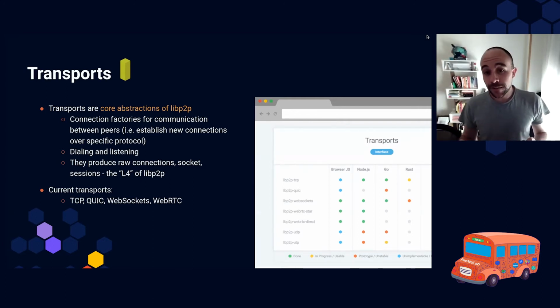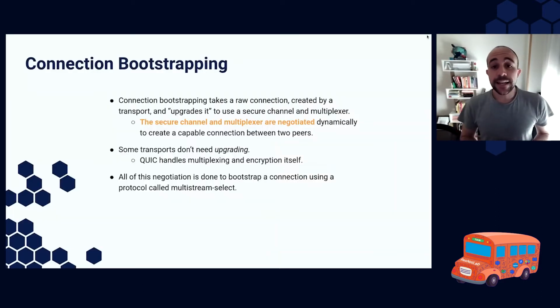So these connection factories, in the end, will establish new connections and create new raw connections using any of these supported transport protocols. And in P2P, in order for two peers to be able to interact between them, they cannot do it through a raw connection. They will have to upgrade their connection in order to use security between them, so to establish a security channel between them, and to use a multiplex connection.